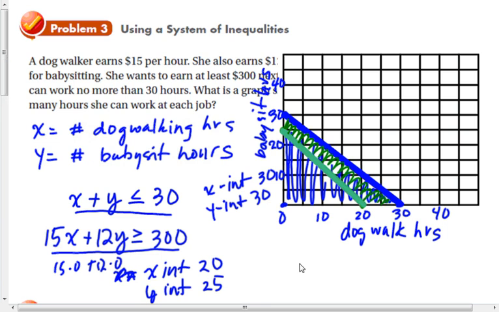I think I'll actually maybe erase this to make it look better. So any possibilities for number of hours for me working are within this region here. And you can see some of those, like I could do 20 hours of dog walking. That's this point, 20, and 5 hours of babysitting. All right, you try that.